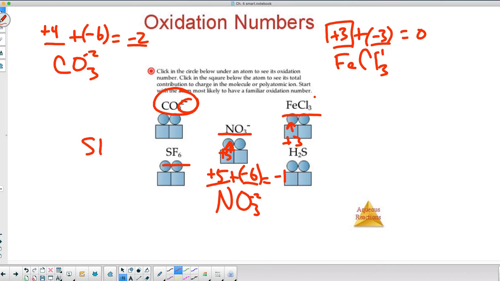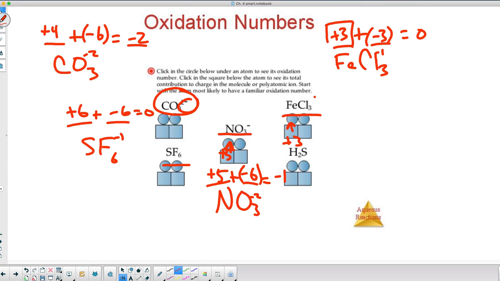SF6 looks like this. We know, according to the rule, that fluorine is a -1 always, so that means that I have a -6 like this. This is a compound, so it equals 0, which means that sulfur in this case must be a +6. Excellent. I hope you got the same answers as I did. I hope you understood how you got the answers following the simple rules that were given.